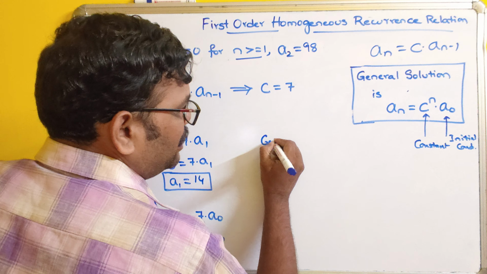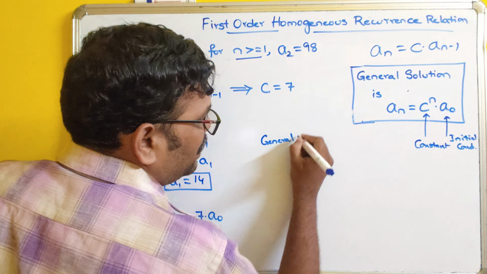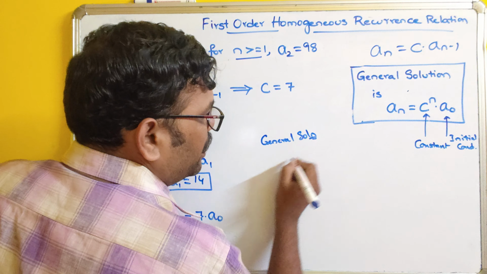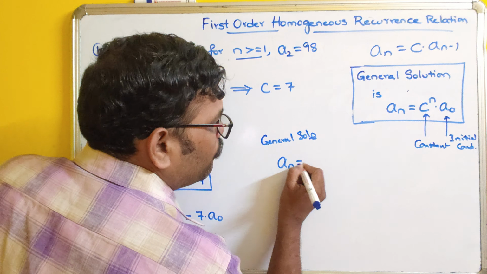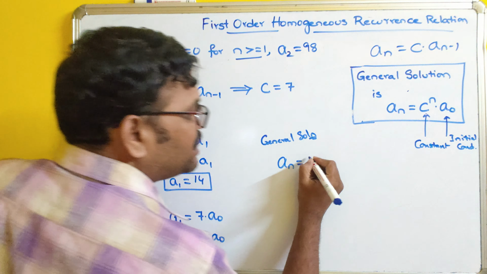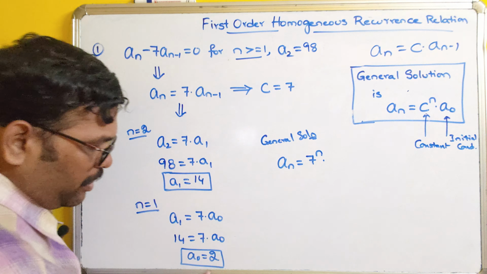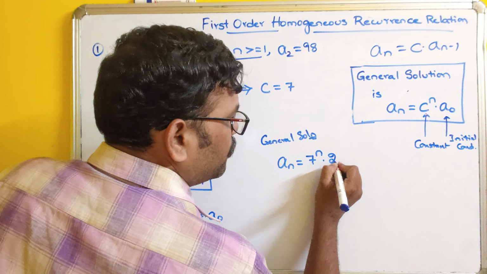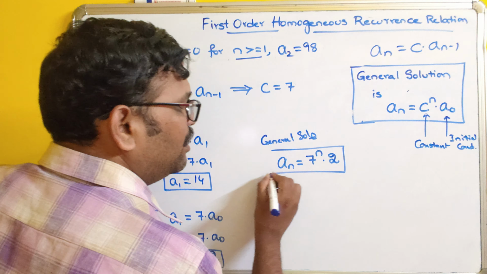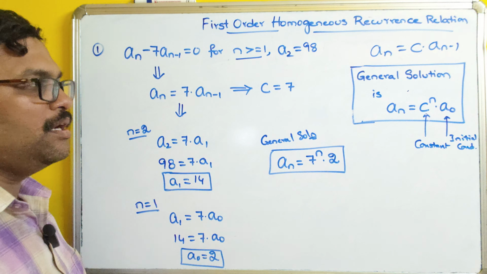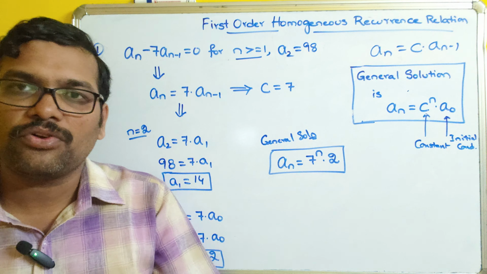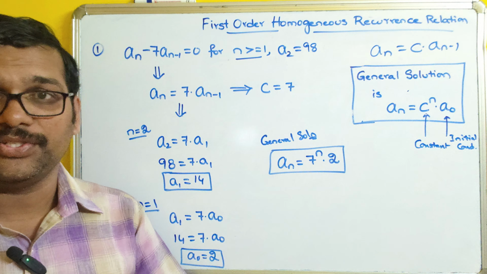So the general solution for the given recurrence relation is a_n is equal to c. What is the c value? 7^n into a0. a0 is 2. So this is the final solution for the given first order homogeneous recurrence relation.